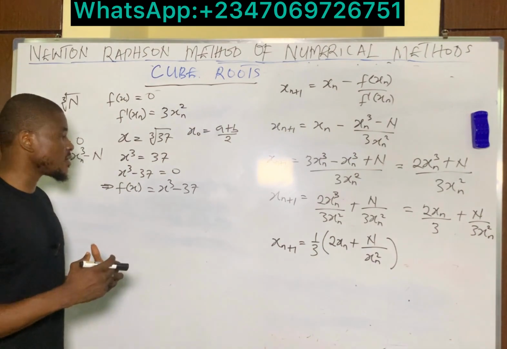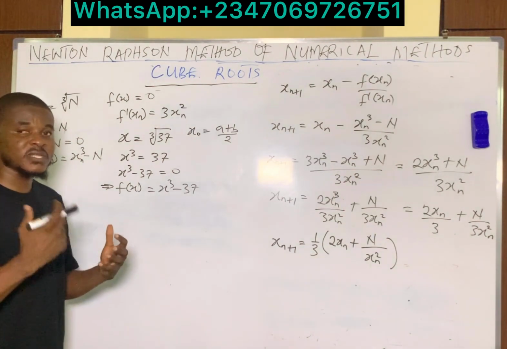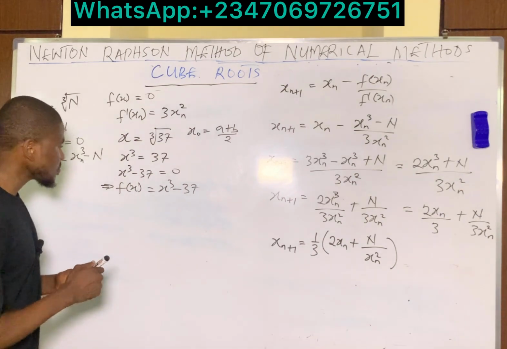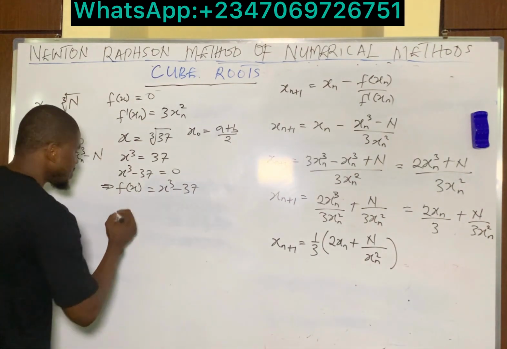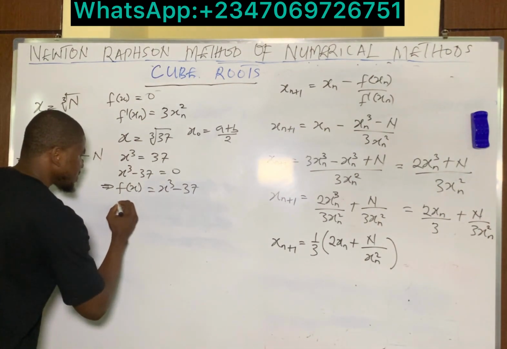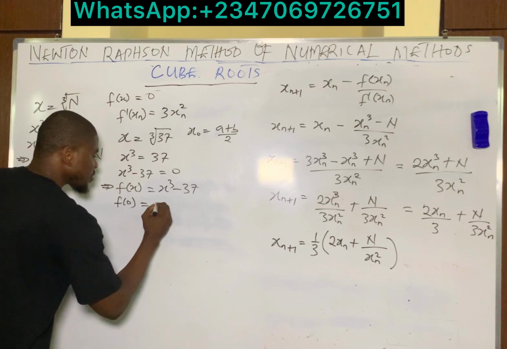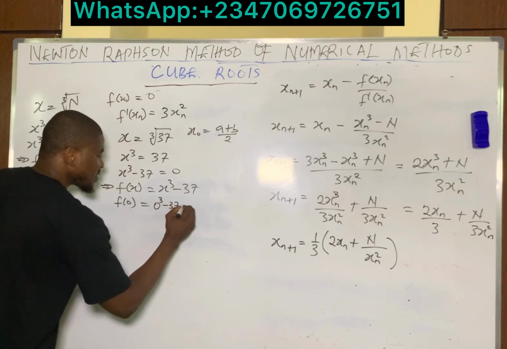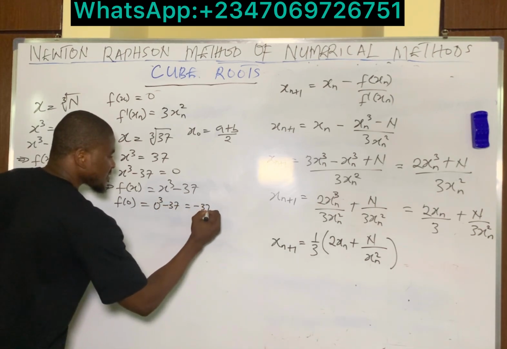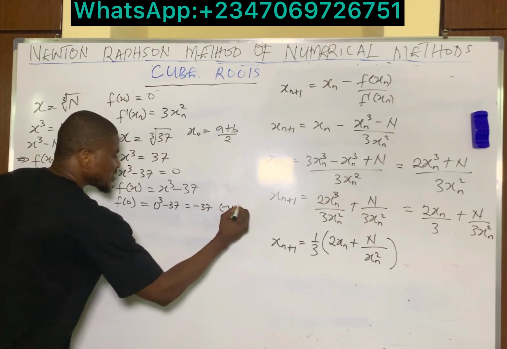So let's take a scale of 3. So 0, 3, 9, and so on. Now let's try when x is 0. So we are going to have f of 0. This is going to be equal to 0 cubed minus 37. This remains negative 37, and this value is negative.